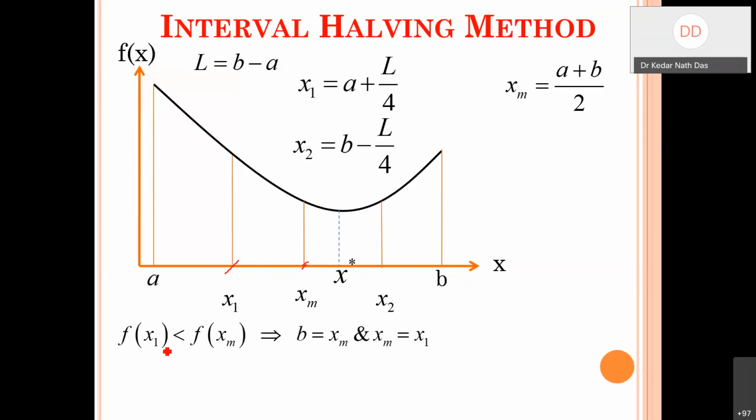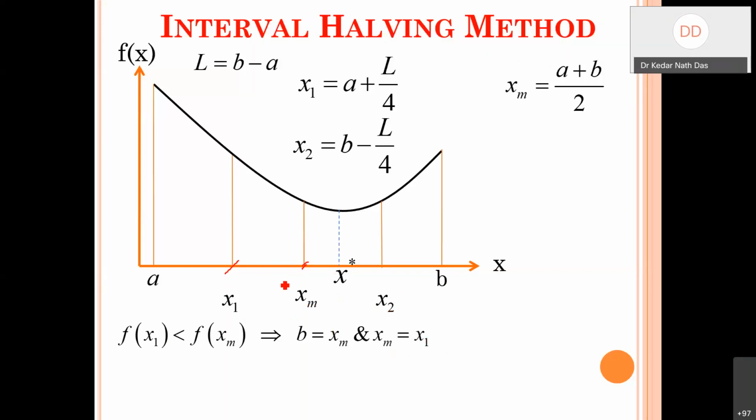Now, if f of x1 is less than f of xm, we can think of the structure in this way, that it is coming down. That's why B will be shifted to xm, and xm will be assigned x1. So the new B will be xm. B is now assigned xm, and xm will be assigned x1. So xm is having a new value, x1.